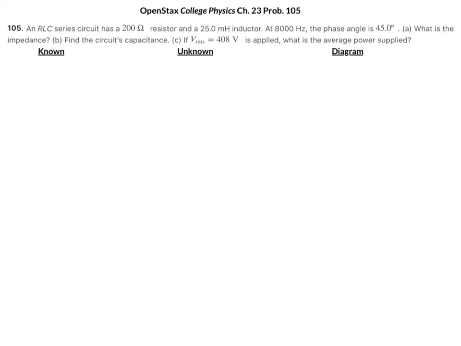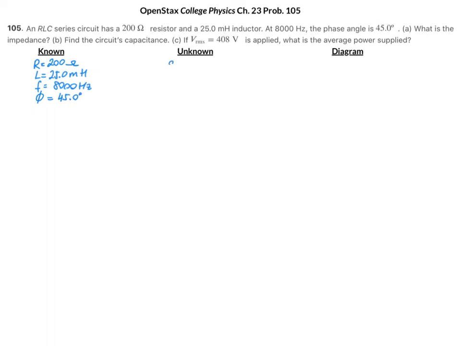So, let's write down the knowns and unknowns. We know that the resistance is 200 ohms. We know that the inductance is 25 millihenry. We know that the frequency is 8000 Hertz. We know that the phase angle phi is 45 degrees.